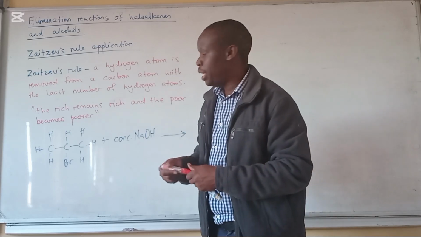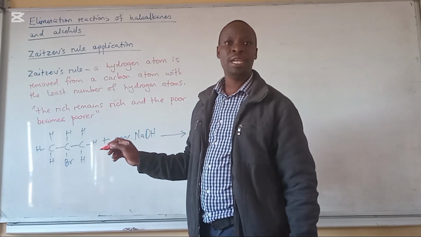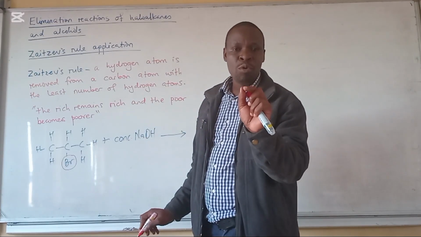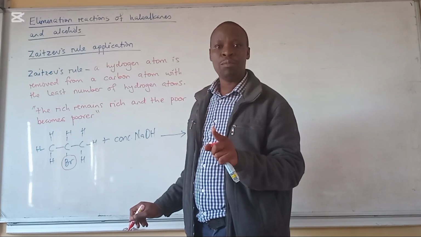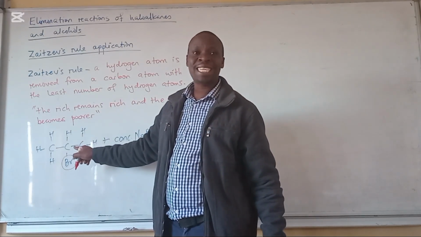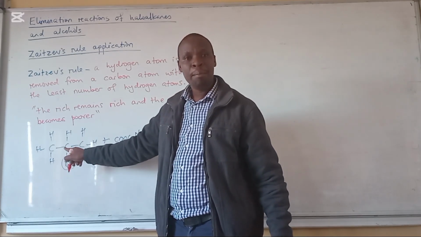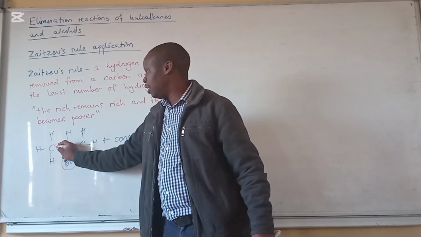Bromine is going to be eliminated. Let me circle the atoms that are going to be eliminated. So bromine will be eliminated together with a hydrogen atom. We are going to look at the 2 carbon atoms that are adjacent to the one that is holding the bromine atom. We have this one and this one.